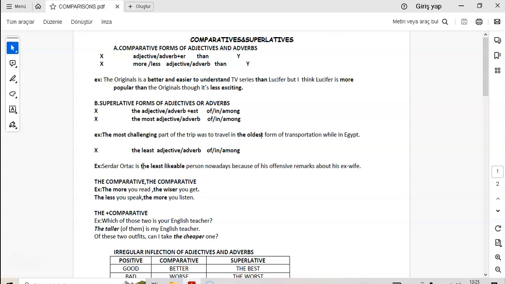Now the comparative structure, the plus comparative, just requires a parallelism in ideas. What do I mean? The more you read, the wiser you get. Normally, we don't use the before comparative forms, but in this structure, we use the plus comparative. The more you read, the wiser you get. The less you speak, the more you listen, like that.